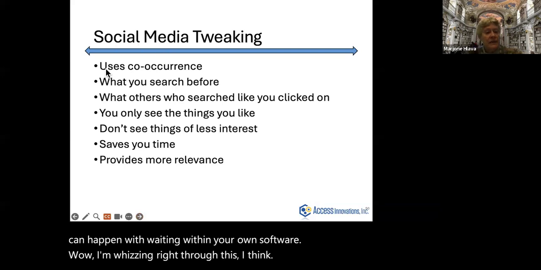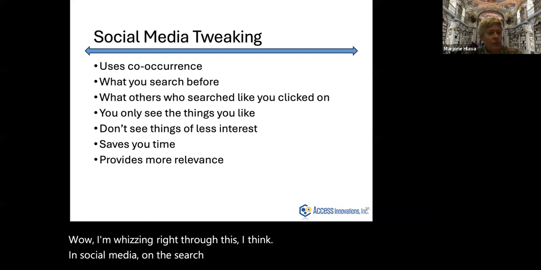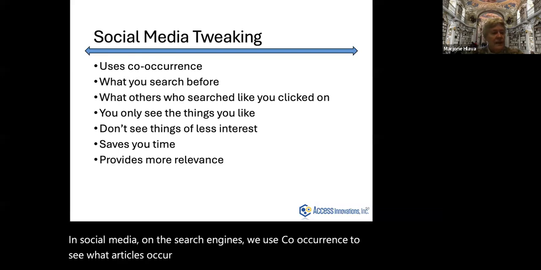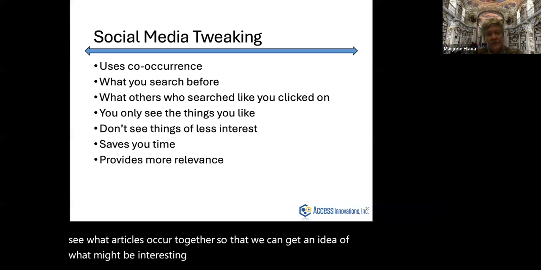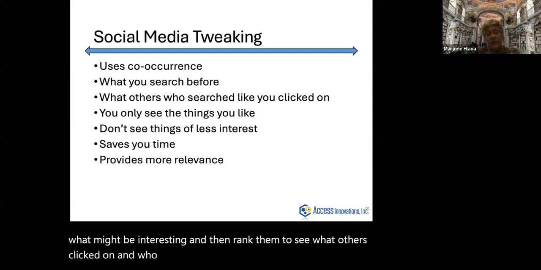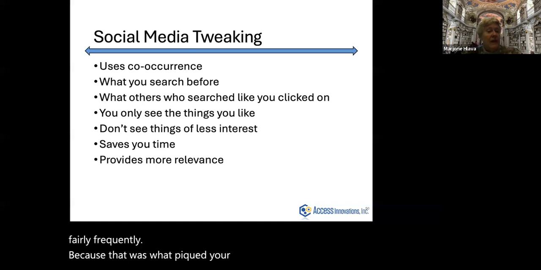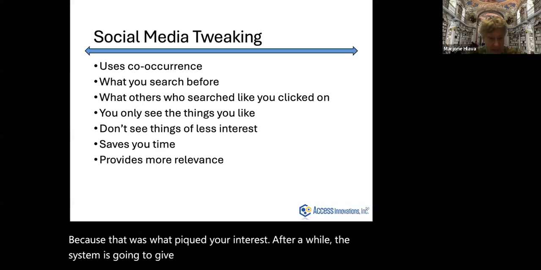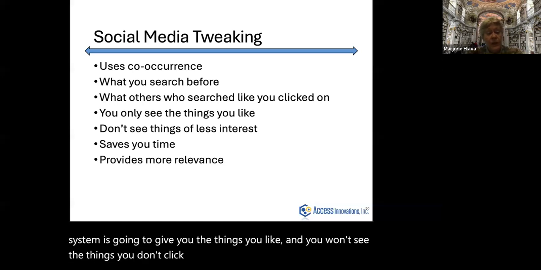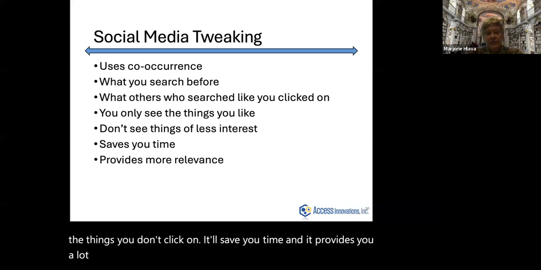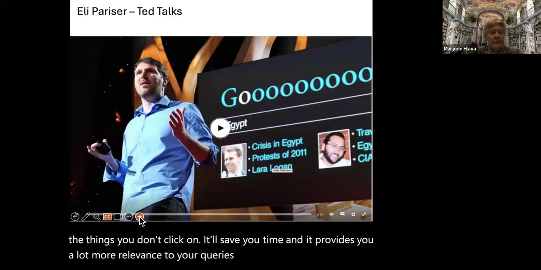In social media, on the search engines, we use co-occurrence to see what articles occur together, so that we can get an idea of what might be interesting, and then rank them to see what others clicked on and who liked that. If they liked it, probably you're going to like it. And if you click historically on one thing or another fairly frequently, because that was what piqued your interest, after a while the system is going to give you the things you like, and you won't see the things you don't click on. It'll save you time, and it provides you a lot more relevance to your queries generally. But it does create something called a filter bubble.